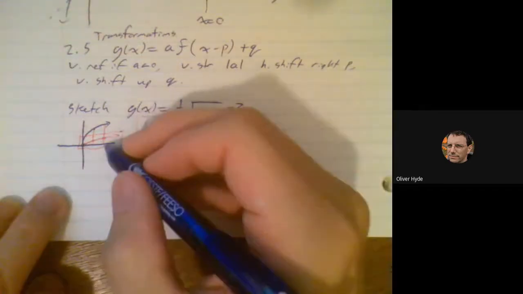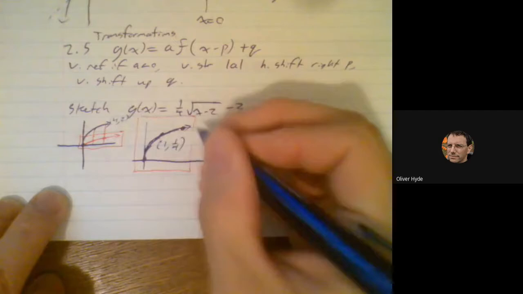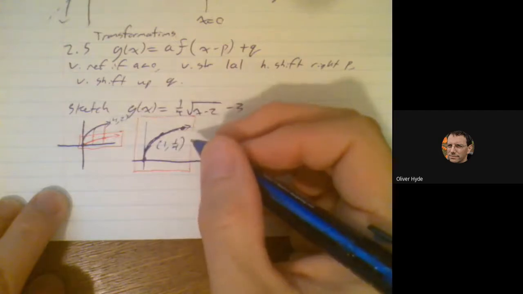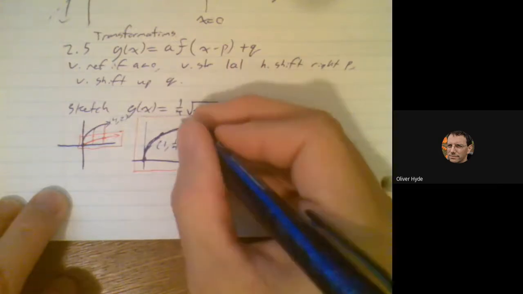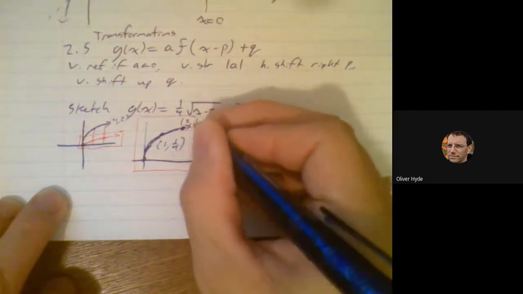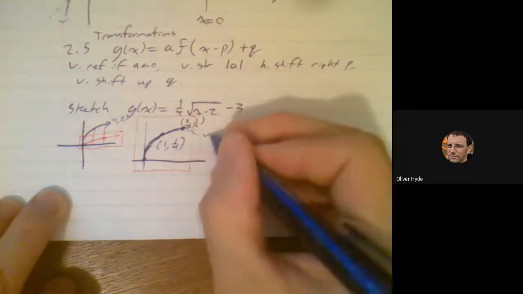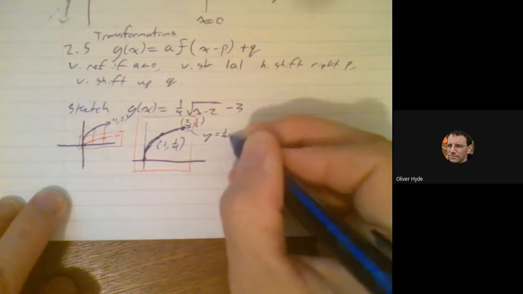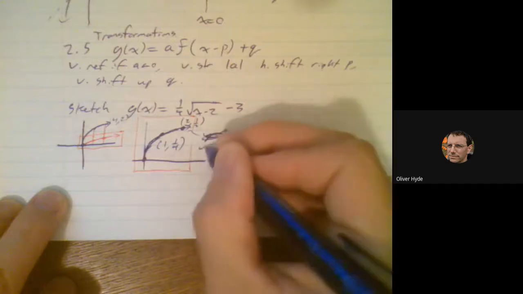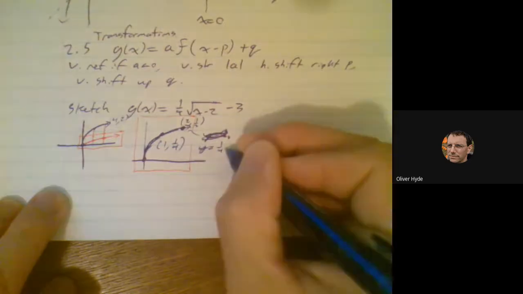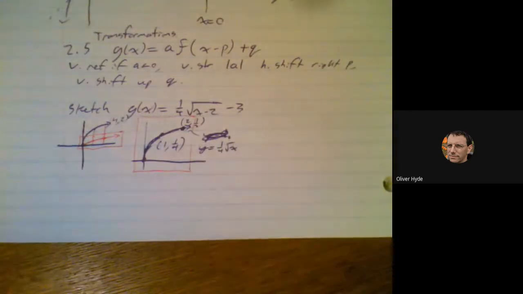The point 4 comma 2 used to be on here. That y value of 2 is going to be quartered down to, what's 1/4 of 2? Well, 1/2 of 2 is 1, and then another half would be 1/2. So here's the ordered pair 2 comma 1/2. And what I've drawn here is the sketch of y equals 1/4 times the square root of x. Got it?